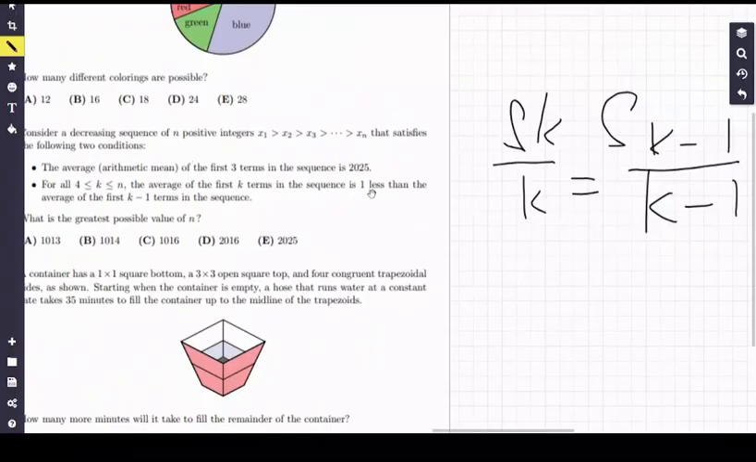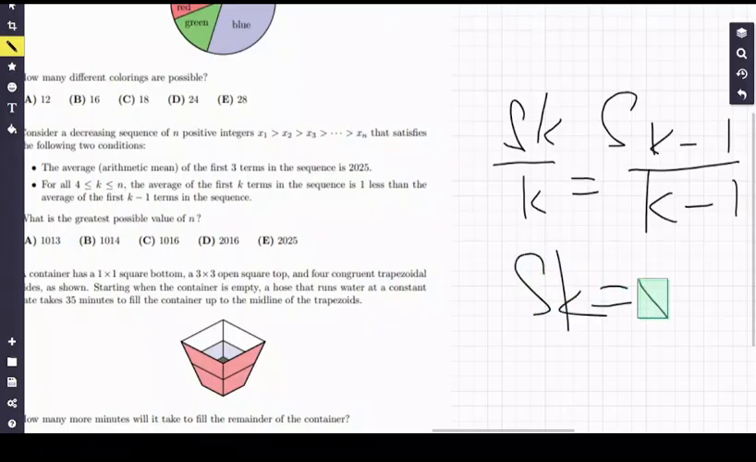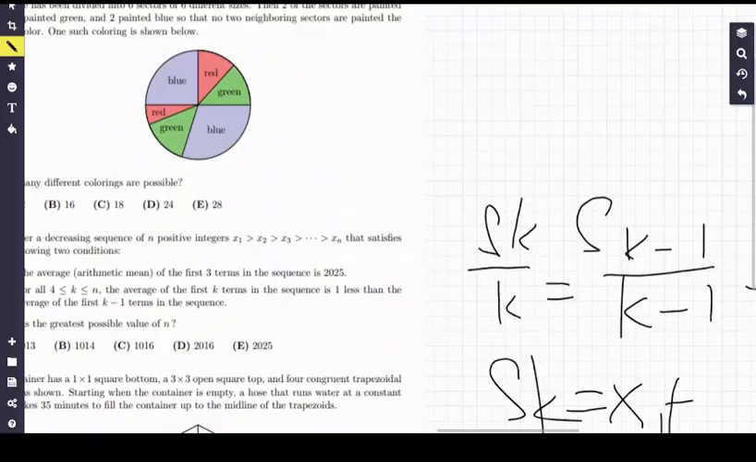The average of the first k terms in the sequence is 1 less than the average of the first k minus 1 terms in the sequence. Okay, sure. We're using s as in sum, where s_k represents this entire series, x1 plus x2 and so on. Since the first 3 terms' average has to be 2025, we can note that x1 plus x2 plus x3 is 6075, 2025 multiplied by 3.